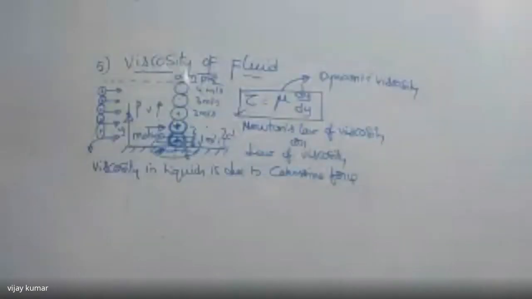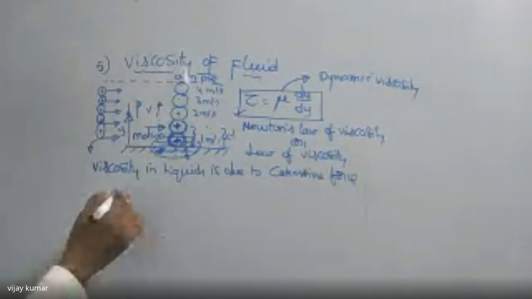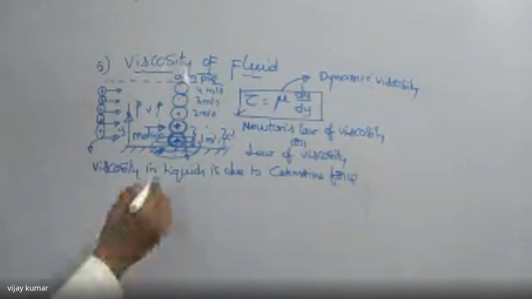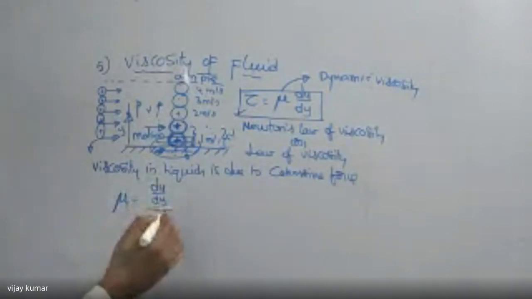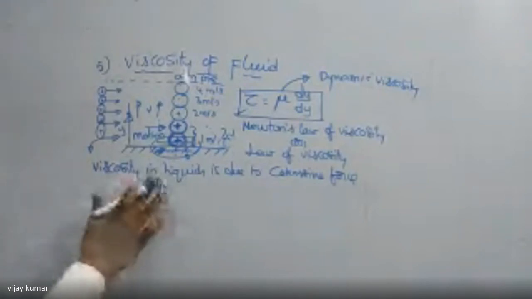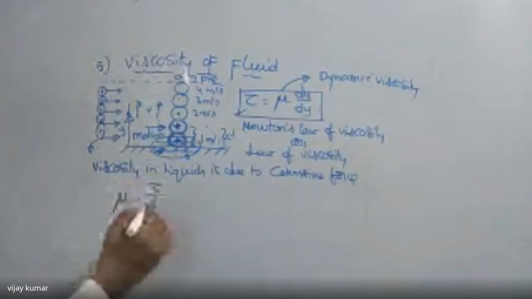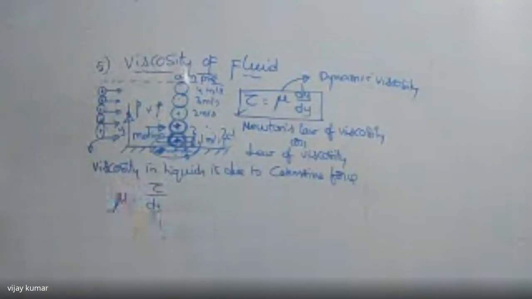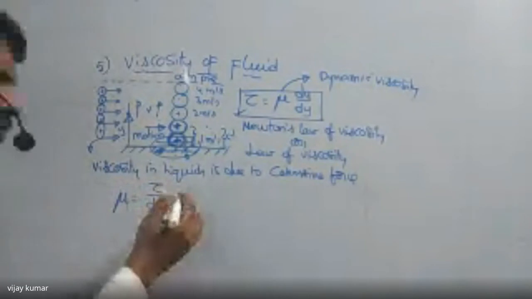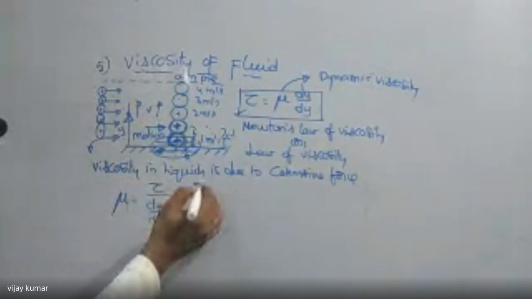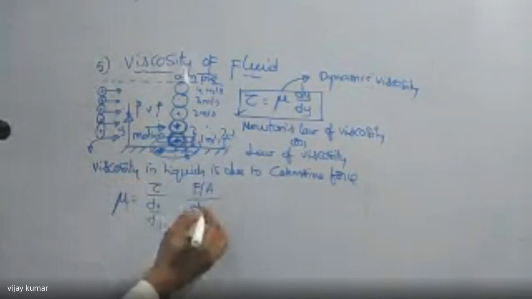Now I want to write what the units of dynamic viscosity are. Dynamic viscosity is the mu value. Mu is equal to shear stress divided by du by dy. Now what is the formula for stress here? Stress is equal to force by area, divided by du by dy.